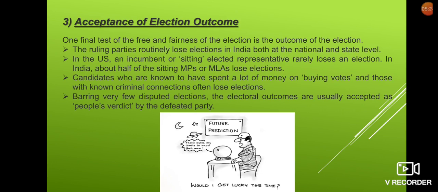In India, about half of the sitting MPs and MLAs lose elections. Candidates who are known to have spent a lot of money on buying votes and those with known criminal connections often lose elections. Barring very few disputed elections, the electoral outcomes are usually accepted as the people's verdict by the defeated party.